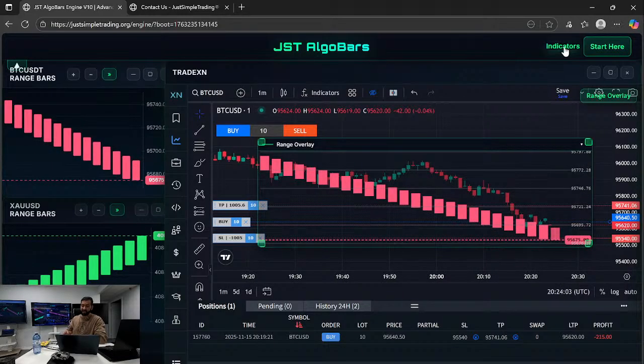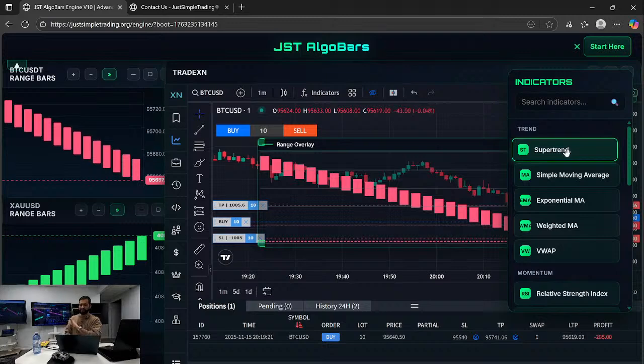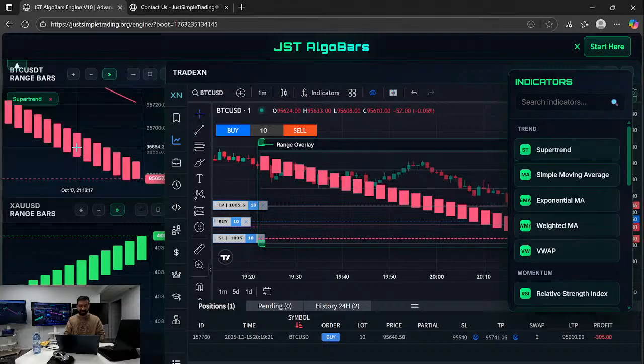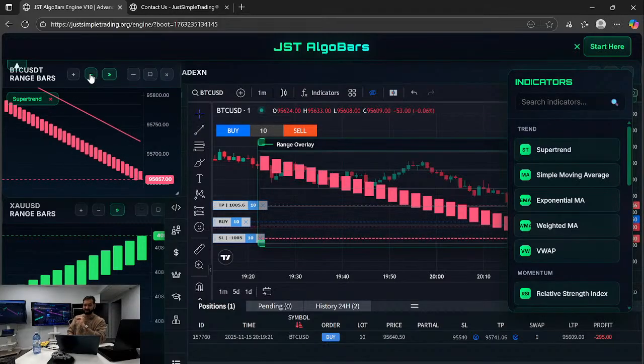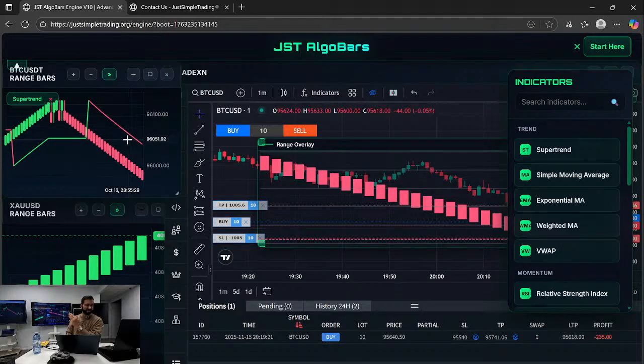So now at the top here, if we click indicators, guys, check this out. All of these indicators that you see are based on range bar logic. They're not based on time-based candle logic, so we had to develop this from scratch. I don't think this even exists. We're the first ones to do it. So if I take the super trend and drag it over to my range bars, check this out. We have the super trend on the range bars themselves, which is crazy.